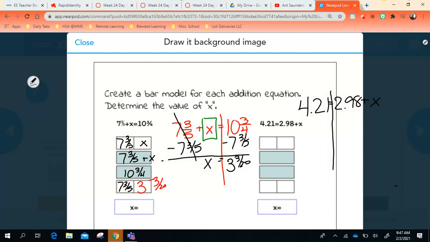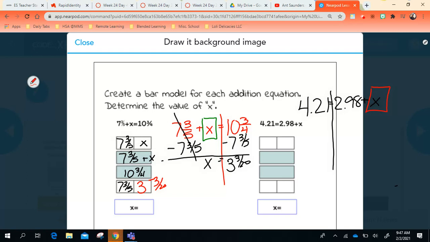Okay, good. I didn't get to see everybody, but I liked that everybody made sure they were moving the right number. So I want to get x by itself. So what number am I moving?